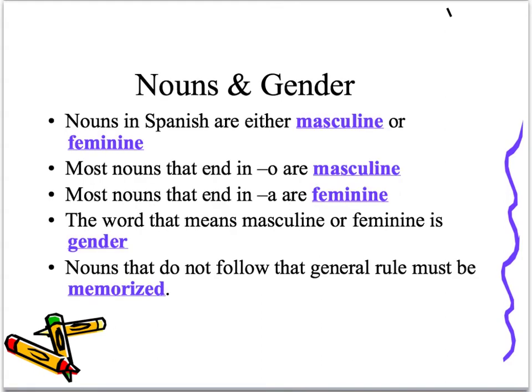Nouns in Spanish are either masculine or feminine. Nouns that end in O are masculine, and nouns that end in A are feminine. The word that means masculine or feminine is gender. So when we talk about gender, am I talking about, is it masculine or is it feminine? Nouns that do not follow that general rule must be memorized, and we know that there are some of those, unfortunately.